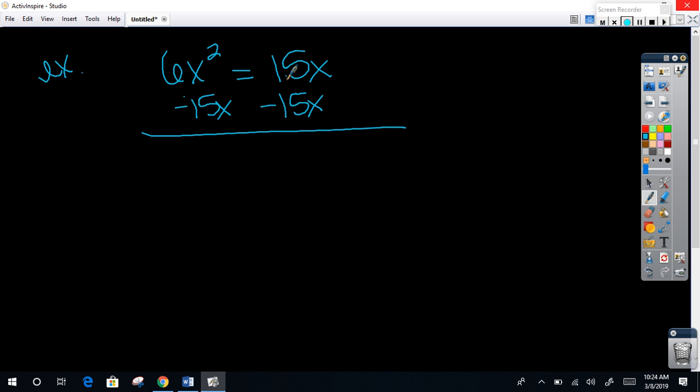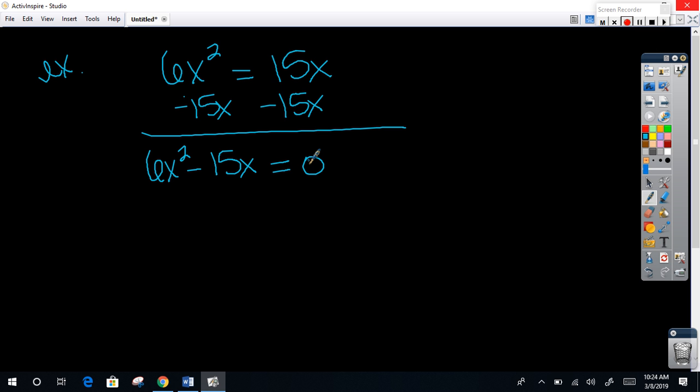All right, so can I combine 6x squared and negative 15x? No. Why? They're not the same exponent. They're not like terms. The base is the same, but not the exponent. That's absolutely right. So I just have to write it: 6x squared minus 15x. And because there's nothing left on this right side, it equals 0. Does that make sense?